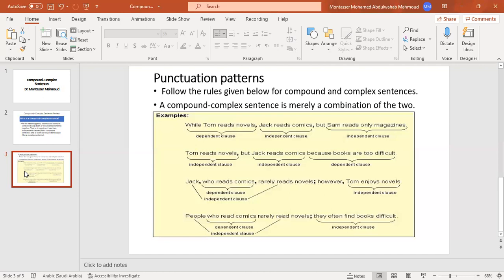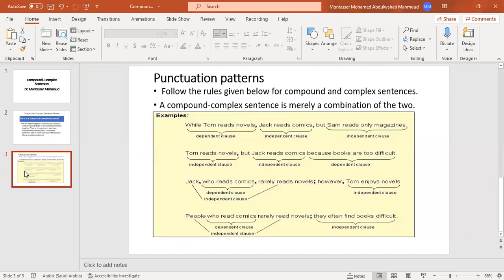Here in this example, we started with the dependent clause. So if we start with the dependent clause, please don't forget to use a comma after you finish your dependent clause, like the comma here after novels. And for the connector but, we have to use also a comma before it. When we connect the two independent clauses with a coordinating connector like but, after the first independent clause, I use a comma.